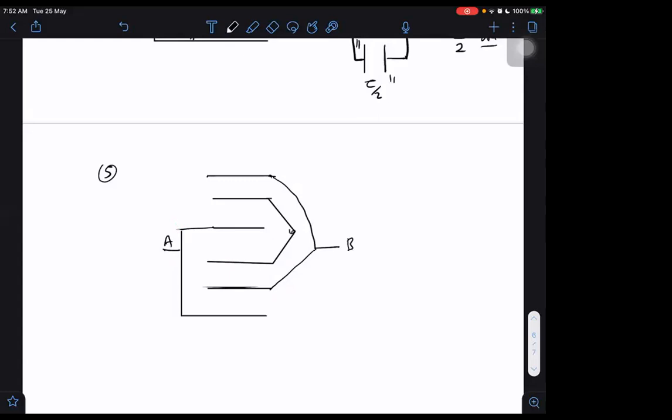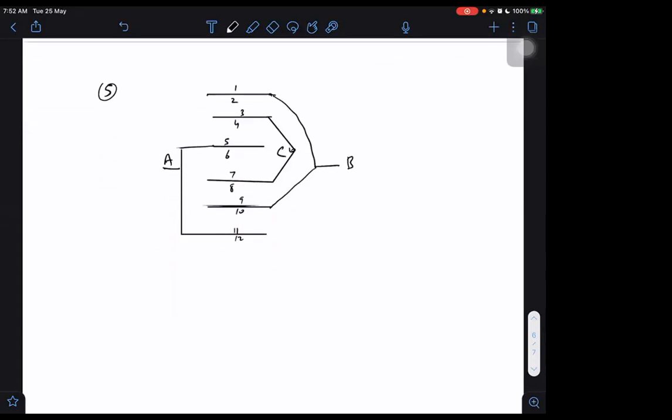This is A and this is B. In between, there is a point neither connected to B nor connected to C. It has a different potential. We can call it maybe C. Then again start counting: 1, 2, 3, 4, 5, 6, 7, 8, 9, 10, 11, 12. We don't need 1. Start with 2. 2 is connected to B. What else is connected to B? 9 and 10. 2, 9 and 10.